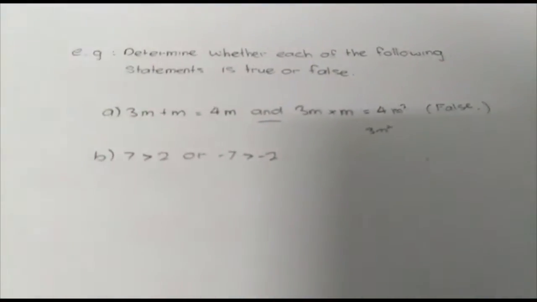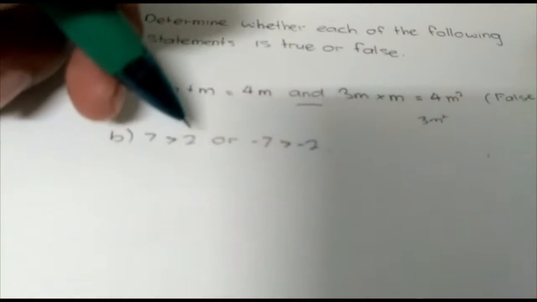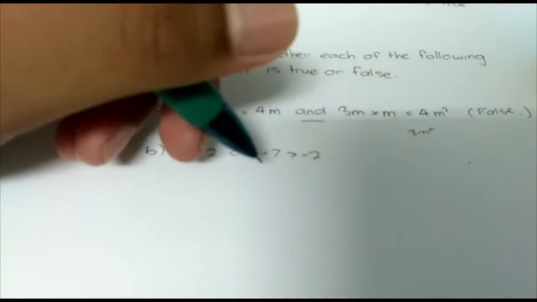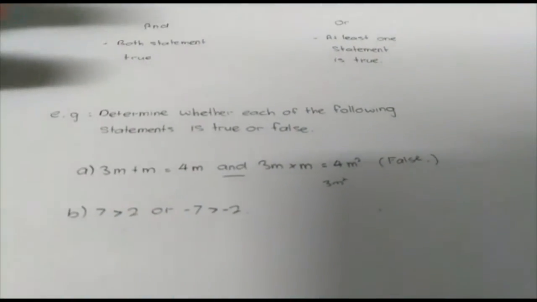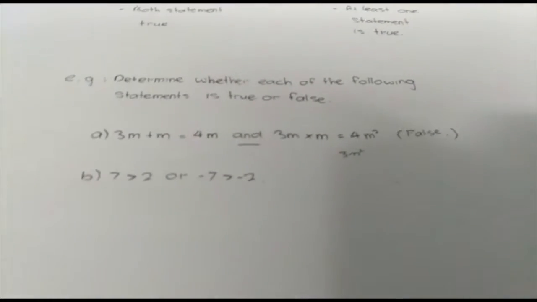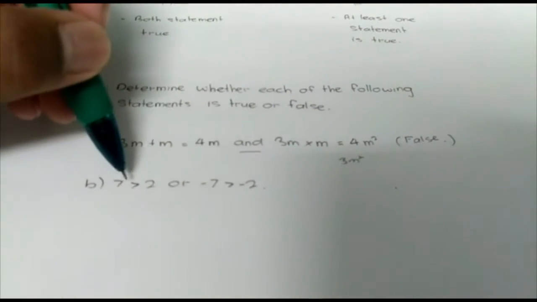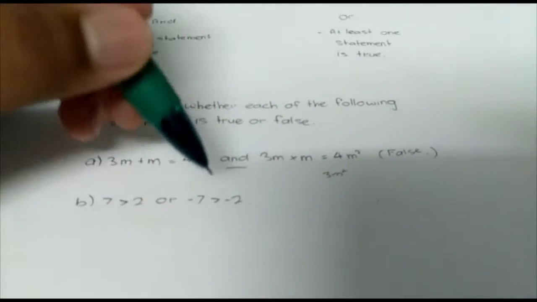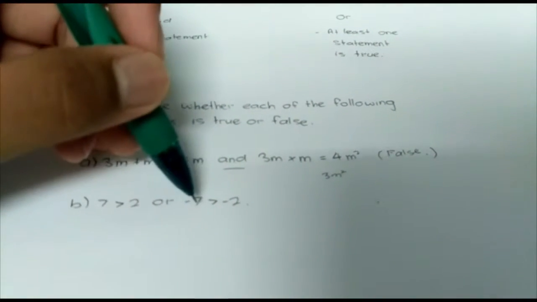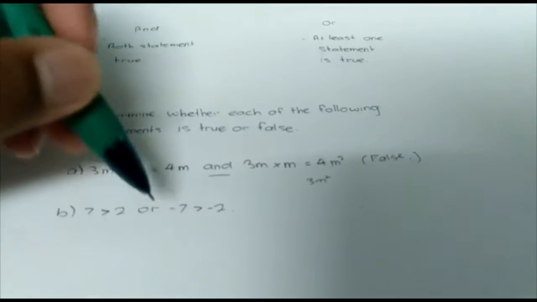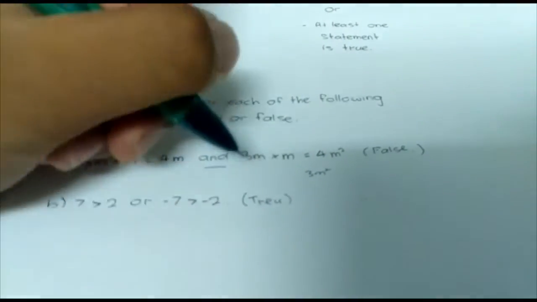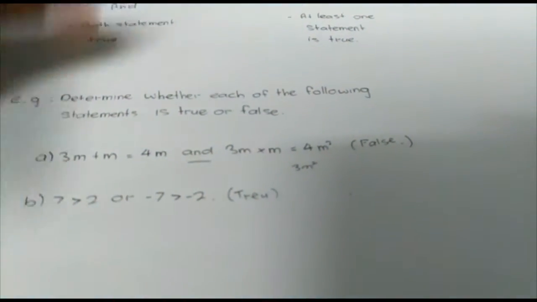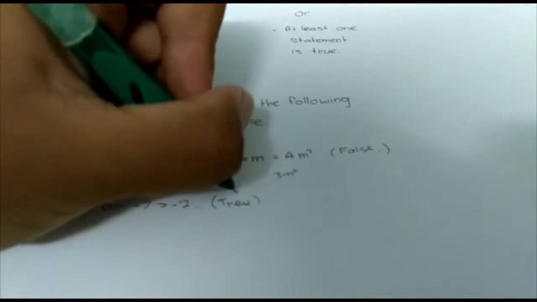Understand? Okay, next question B: 7 is greater than 2 or negative 7 is greater than negative 2. Look at the 'or', at least one statement must be true. The true statement is the first one, 7 is greater than 2, and the false statement is negative 7 is greater than negative 2. It must be negative 2 greater than negative 7. So the statement is true. That's the answer. Understand? True.